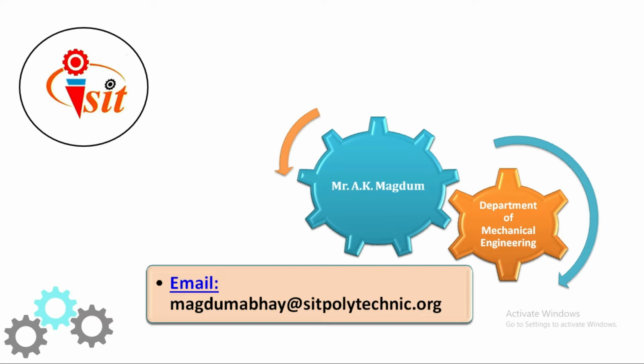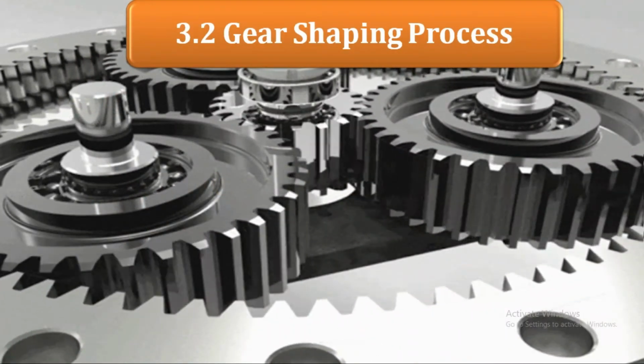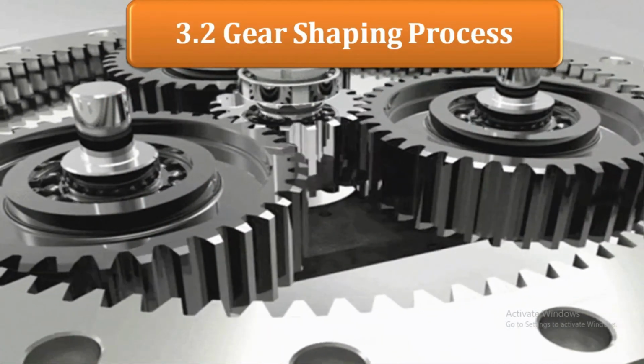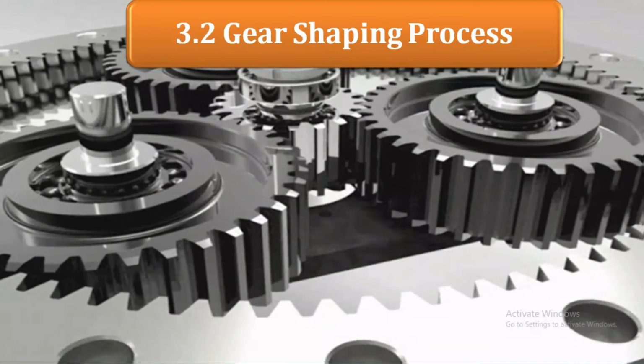Today, in this session, we continue the remaining part of gear manufacturing, unit number 3. The remaining part of this chapter is the gear shaping process. One by one, we can cover what contents are mentioned under the gear shaping process in this particular session also.